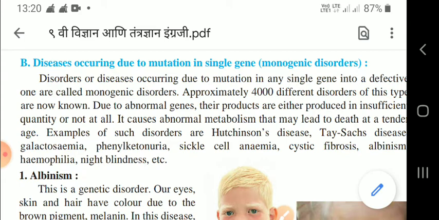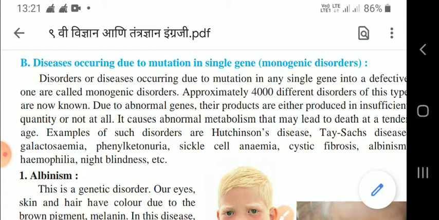This is a genetic disorder. In this, our eyes, skin and hair have color due to the brown pigment. That brown pigment is called melanin. If this melanin is absent, then the hair is white, skin is pale, and our eyes are pink in color. So, this is due to absence of the melanin pigment in the retina and sclera. Let us see the second disease, that is sickle cell anemia.